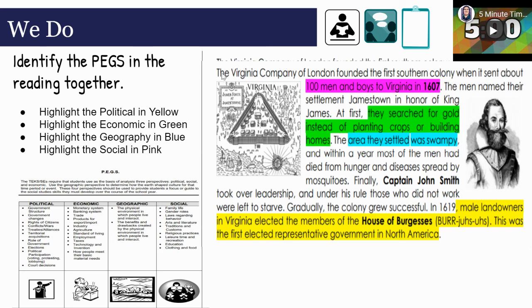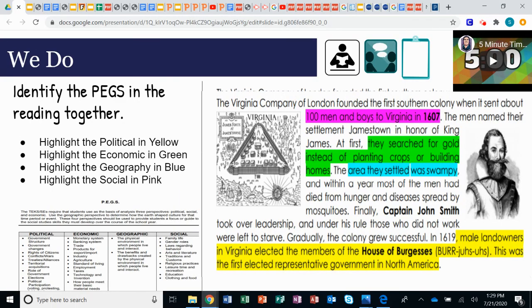This is the Virginia Company of London founded the first Southern colony when it sent about 100 men or boys to Virginia in 1607. There's a class system. We see that we have men who were allowed to come. The men named their settlement Jamestown in honor of King James. At first, they searched for gold. Let me go back and correct this. This was supposed to.